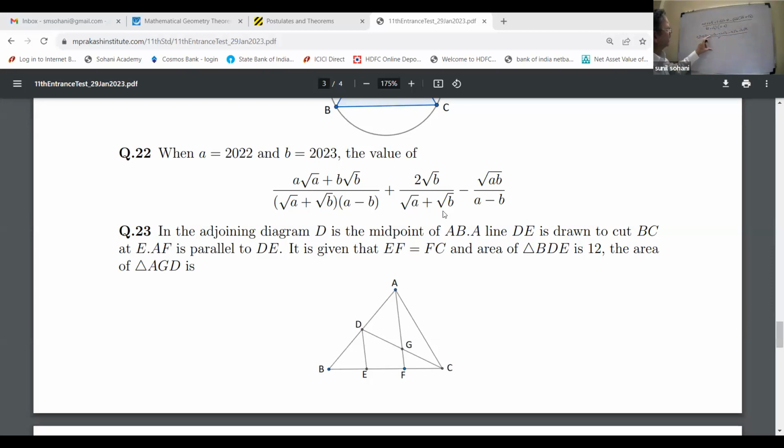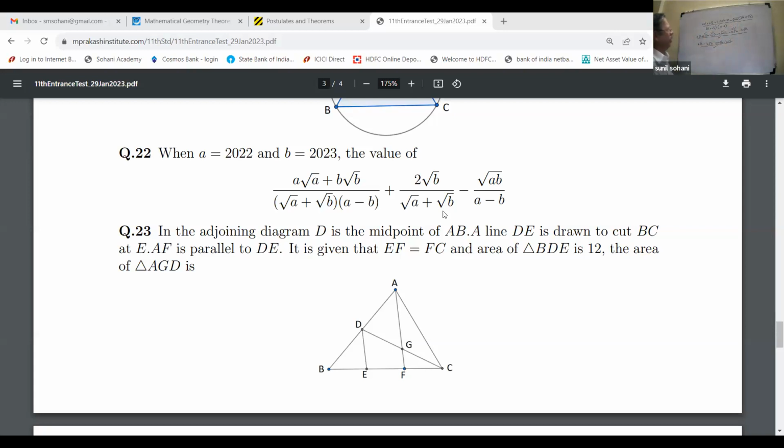Now I am simplifying the like terms. B root B, and here minus 2B root B. A root A, there is no other A root A. B root B is a like term with 2B root B, so it will be minus B root B. 2A root B, double tick, double tick. A root B. And the last part has no like term.